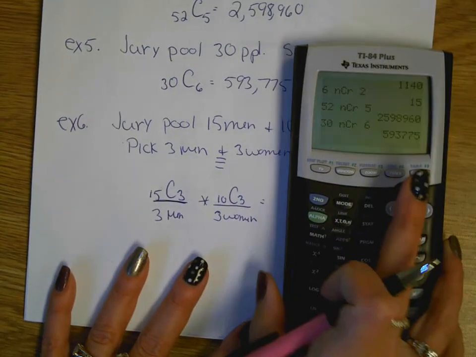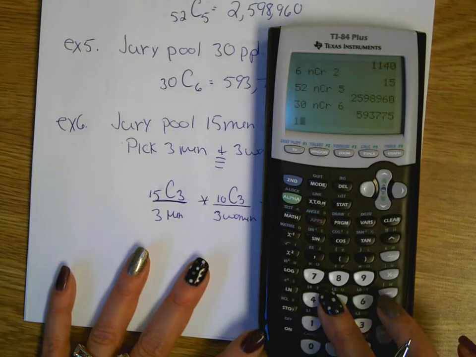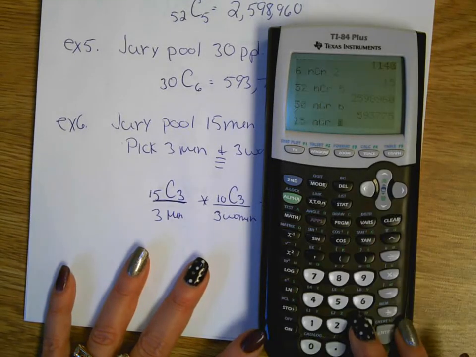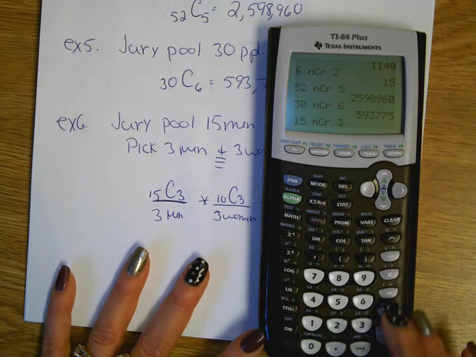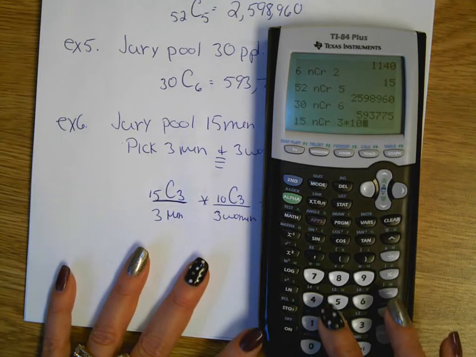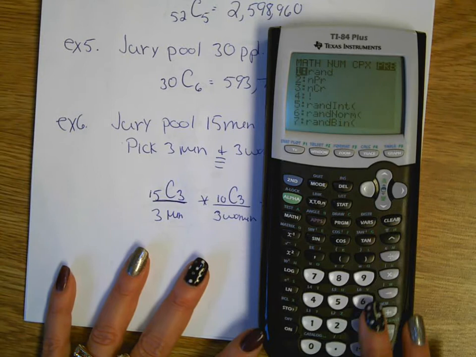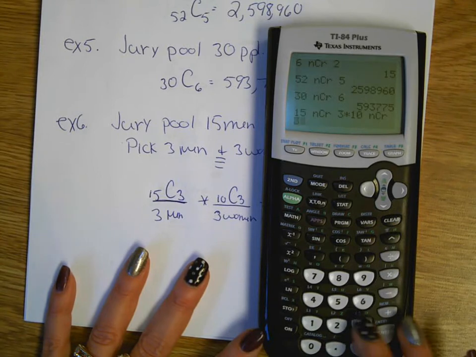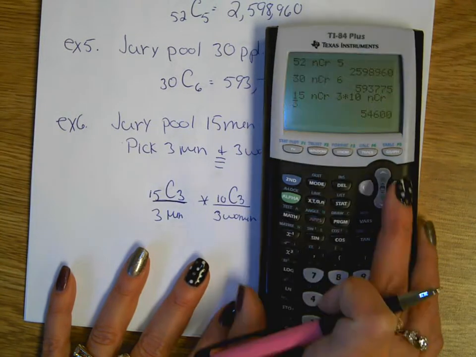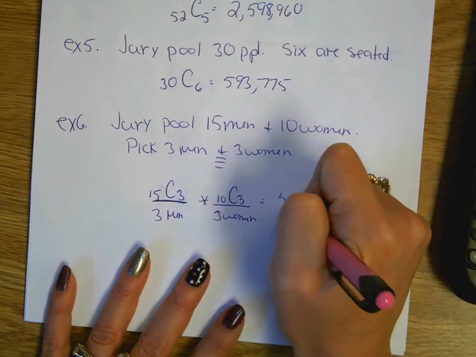So, 15 C 3 multiplied by 10 C 3. 54,600 different juries.